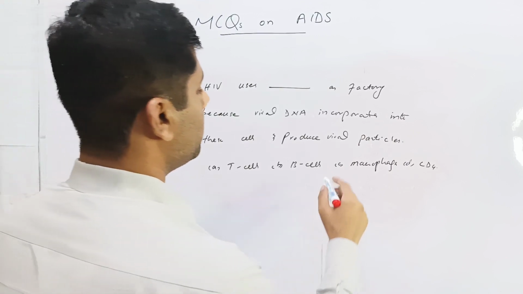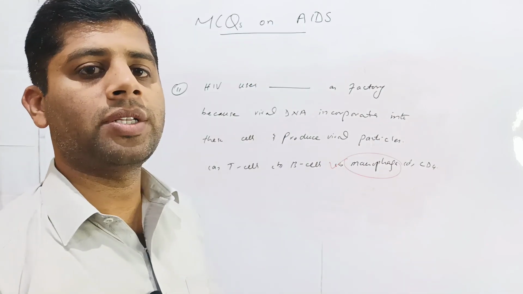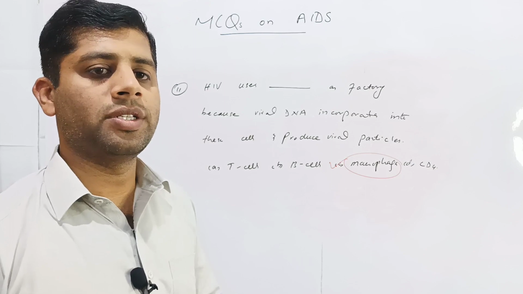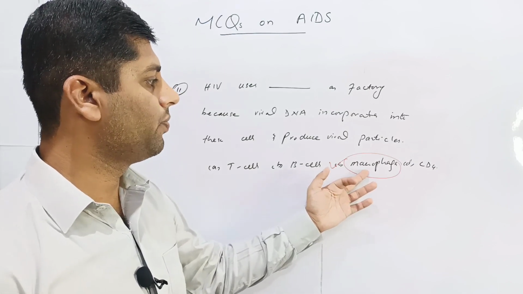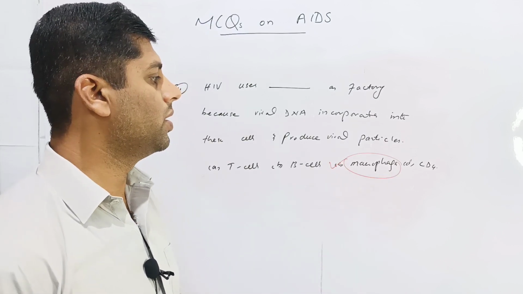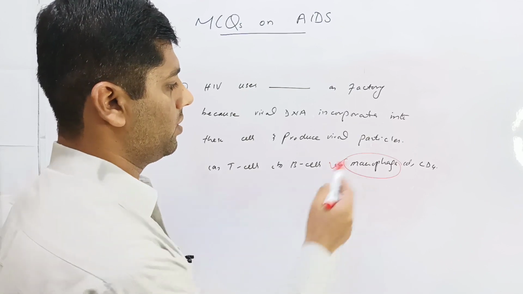The correct option here is macrophages. Macrophages are that type of cell in which the virus incorporates its DNA and synthesizes its progeny viruses. So these are basically the reservoir or host cell for the HIV to initiate and propagate its generation. The correct option here is macrophages.